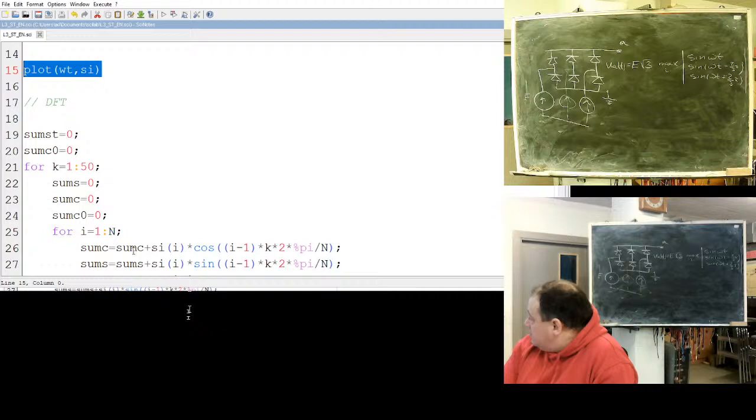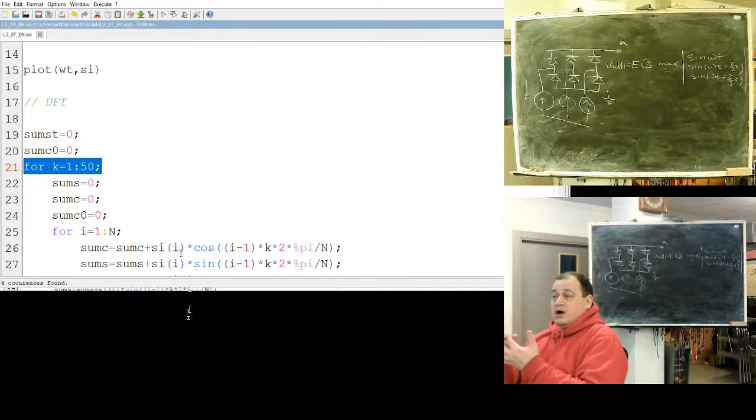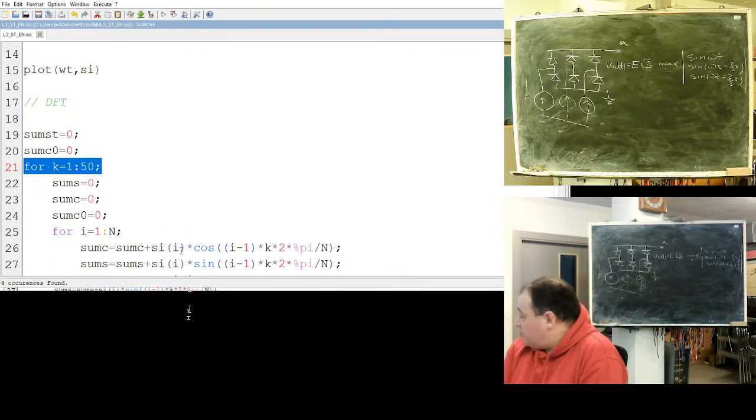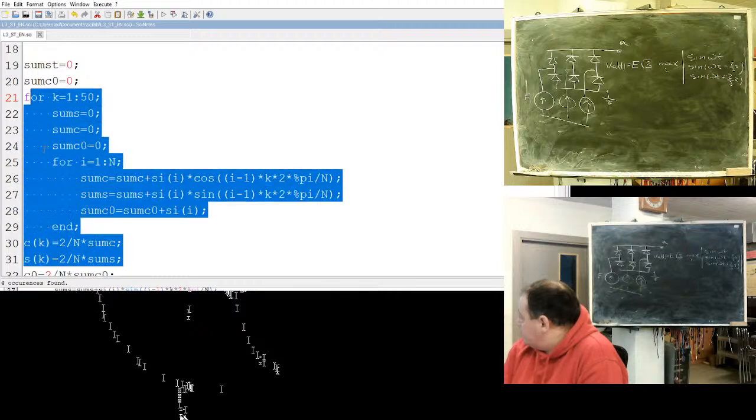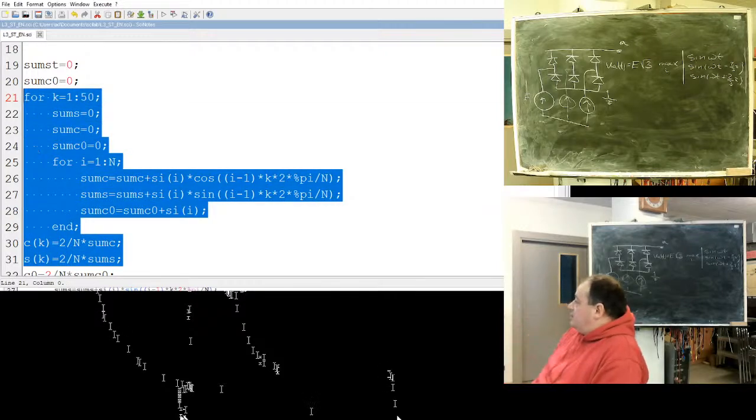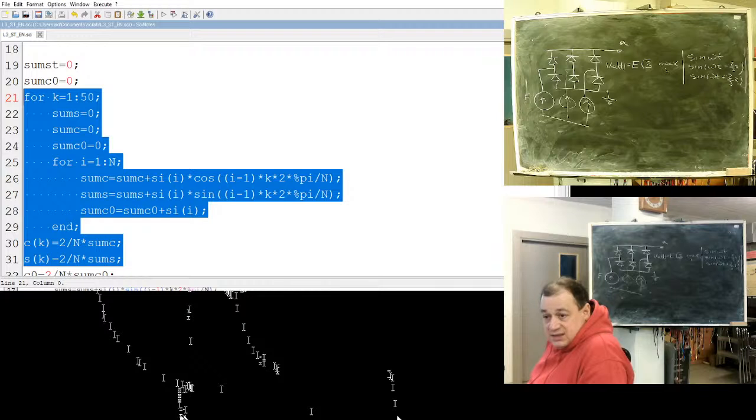I will count it with the help of this for cycle, counting 1, 2, 3, 4 till 50. I will use a block of 50 harmonics for AC components. You can see this part, our discrete time Fourier transform formulas.